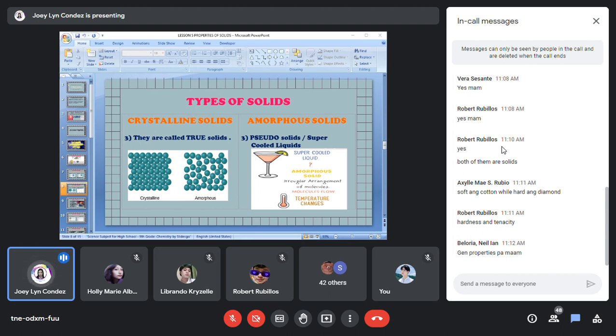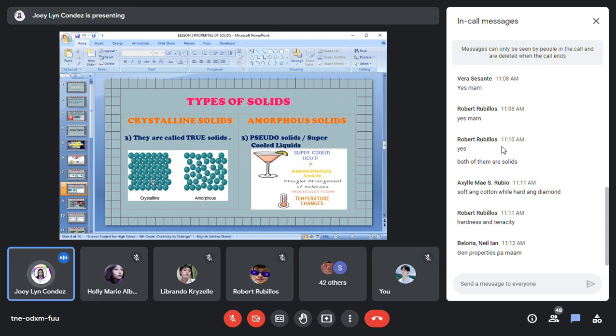That's correct, Robert. Look at the particles of amorphous solids. They are not closely compact to each other, so they are not true solids. While crystalline solids have the true property of a solid, which is the regular arrangement of particles. That's why we call them true solids. Crystalline solids are true solids because they have the true property of solids.